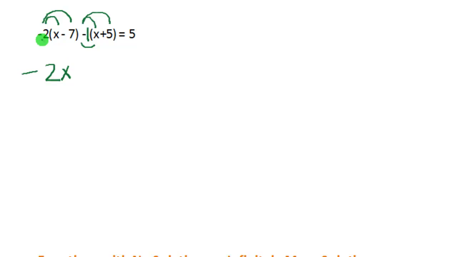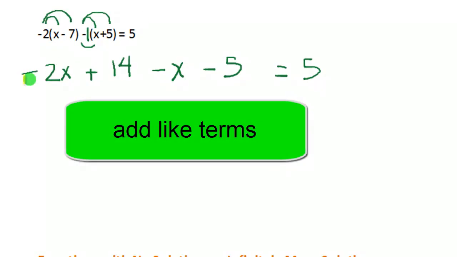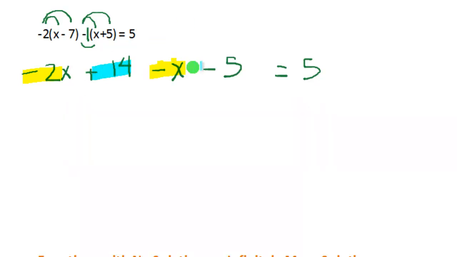So in the left parentheses, we get a -2x plus 14. The next parentheses, we get a -x minus 5, and that equals 5. And now we're going to add the like terms on the left before we start moving things around. So -2x and a -x are like terms, and a 14 and a -5 are like terms.